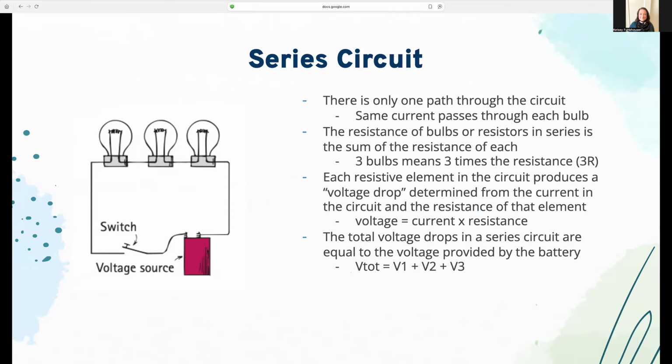The total voltage drop in a series circuit is equal to the voltage provided by the battery. So what you would find is that if we measure the voltage drop over the battery, it's going to equal the voltage drop over each bulb added up. So this is a series circuit.